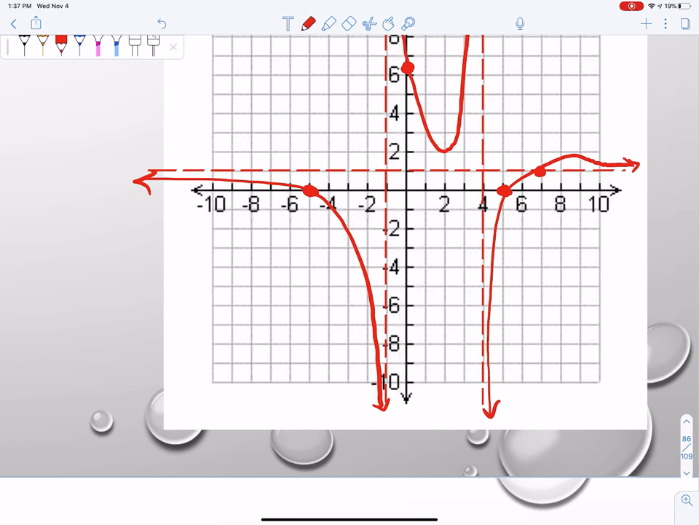Make it obvious that you crossed the asymptote. One thing I don't want you to do is something like this, because at that point I have no idea whether you crossed or whether you didn't. Make it clear for me that you came past that point, crossed over, and then approached it from the other side.